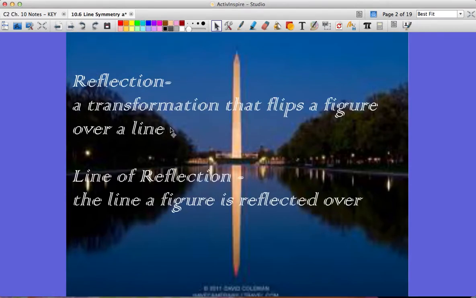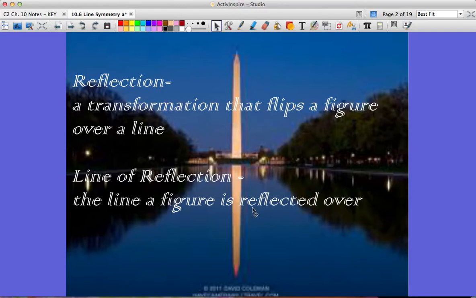A reflection is a transformation that flips a figure over a line. When you see your reflection in a mirror, you're looking back at you, but it's your reflection being flipped over a line or flipped over an axis. That's why when you look at your reflection in the mirror, it's actually backwards.